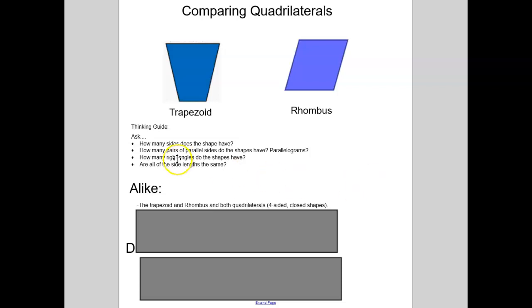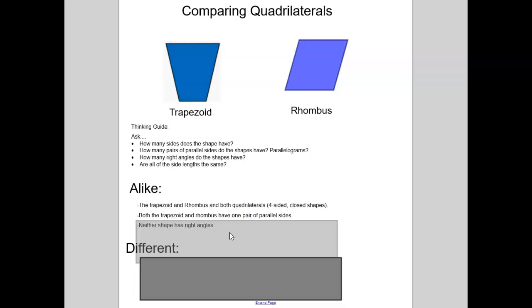Let's see. How many pairs of parallel sides do the shapes have? Well, a trapezoid has only one pair of parallel sides. Look, these two sides are parallel, but these aren't. Let's look at the rhombus though. The rhombus is a parallelogram. It has two pairs of parallel sides. But what they have in common is that both the trapezoid and the rhombus have at least one pair of parallel sides. So I could say that's another way they're alike.